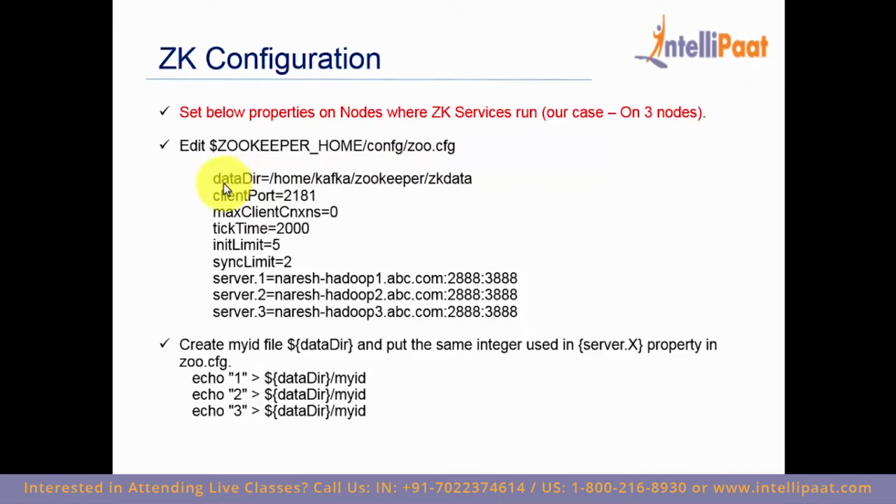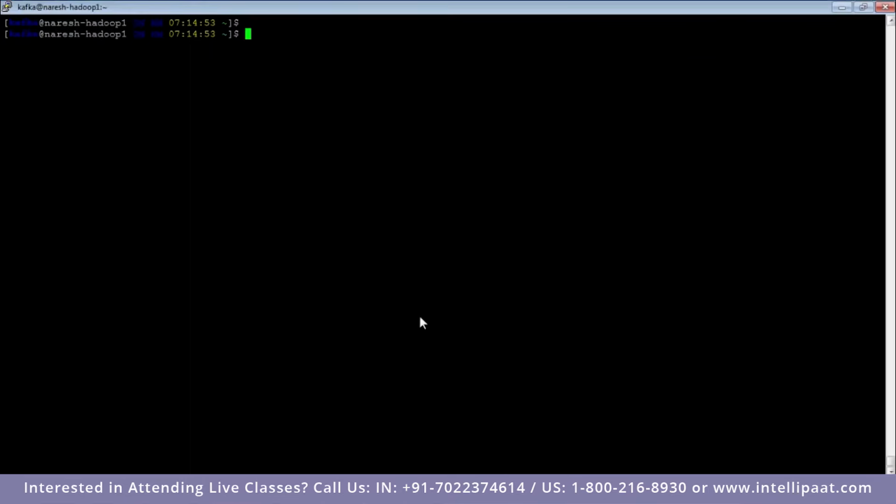The 2 important properties are the data directory that we will update and the last 3 lines where we are mentioning that we are having 3 Zookeeper servers. The first is running on naresh-hadoop1.abc.com. The second is running on naresh-hadoop2.abc.com. The third Zookeeper server is running at naresh-hadoop3.abc.com. Let us complete this first.